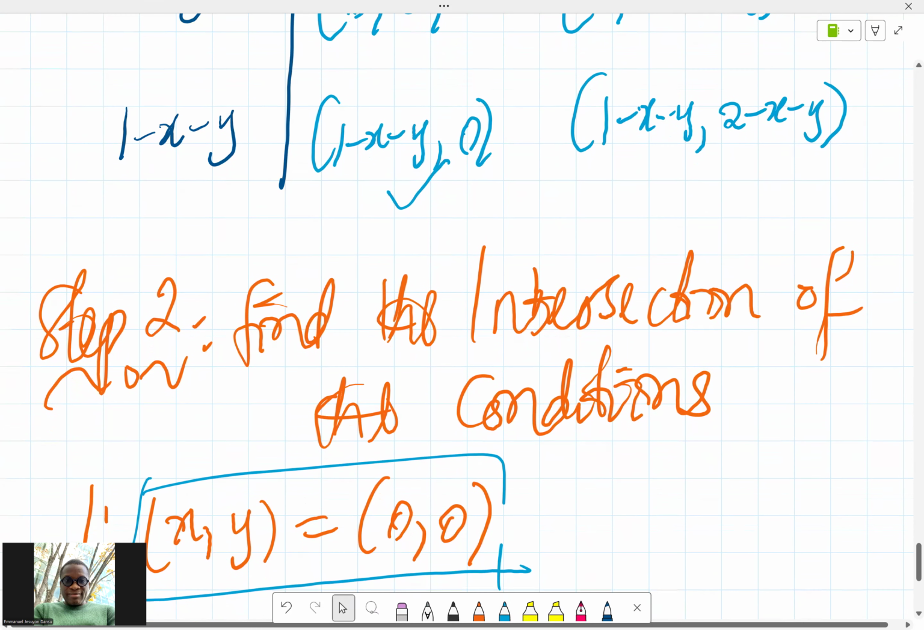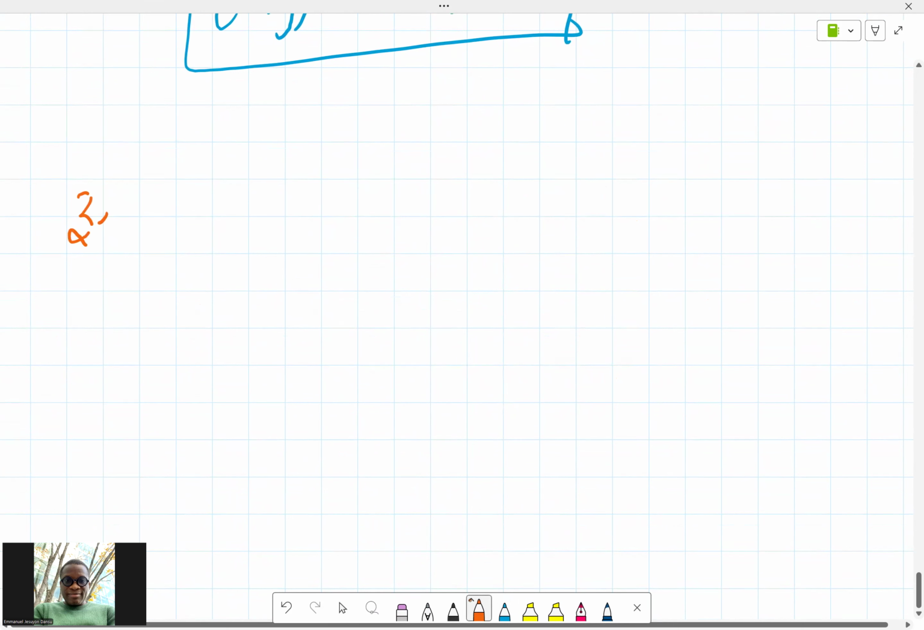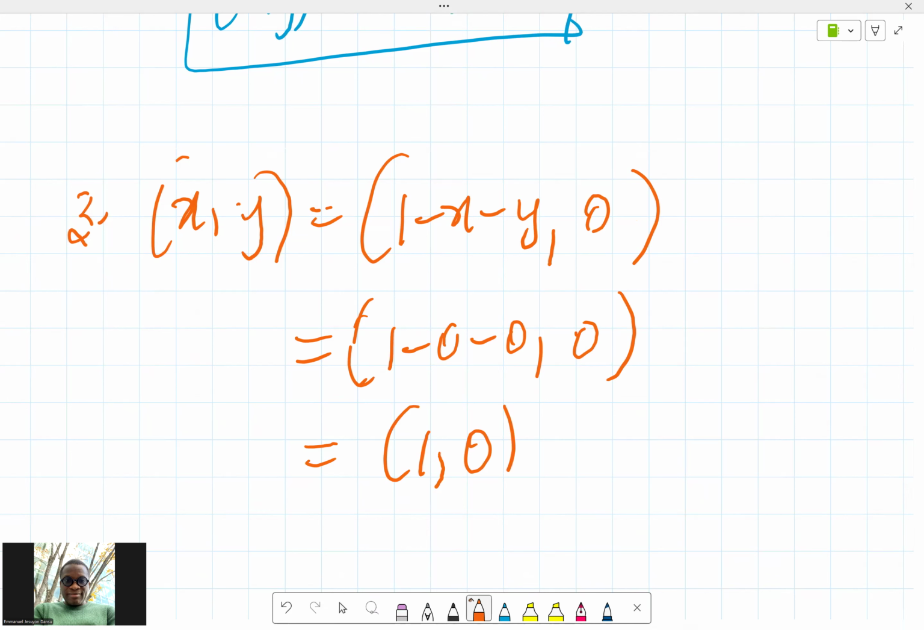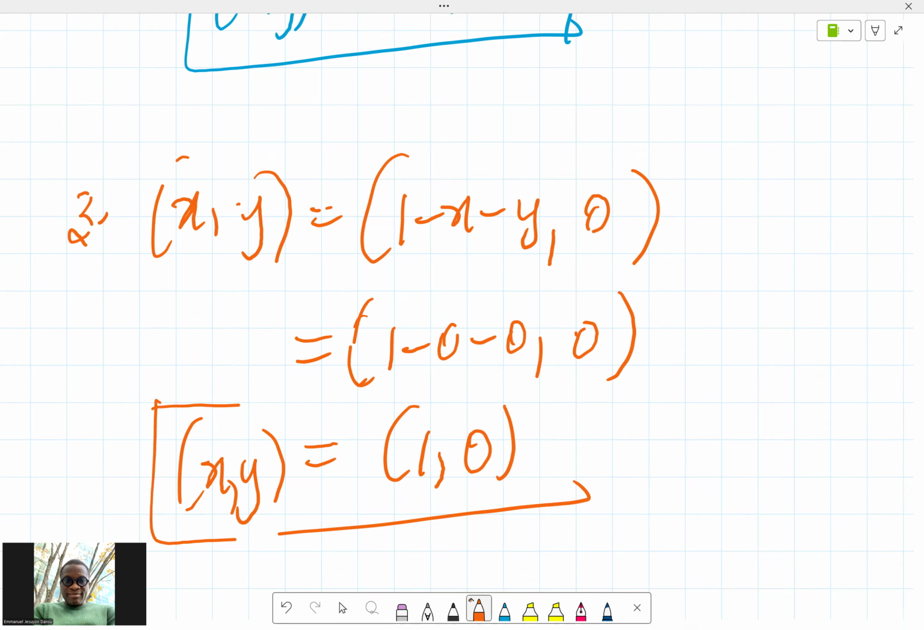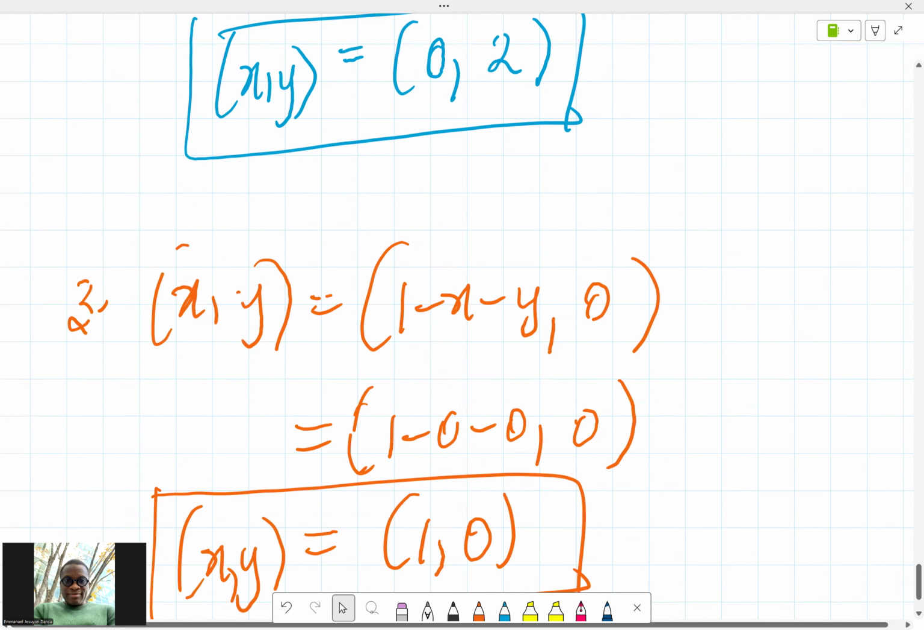Okay, so we have 1 minus x minus y equals 0. That's number 3. So we have 1 minus x minus y, and then this is 0. Okay, so again, this becomes 1 minus 0 equals 0. X is 0 already, and for this case, we also take y to be 0. So that's 1, comma 0. That's another critical point that we have. So we have a third critical point. So we have 0, 0, 0, 2. Now we have 1, 0.